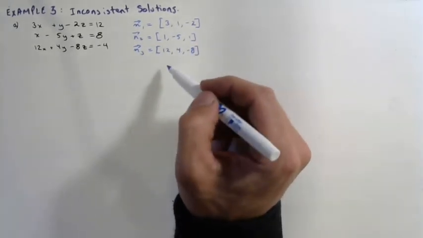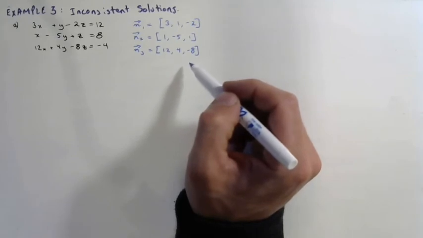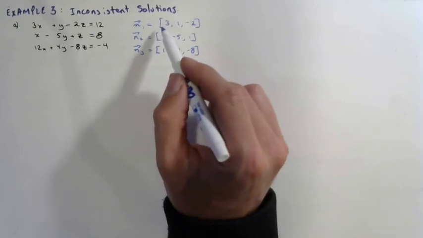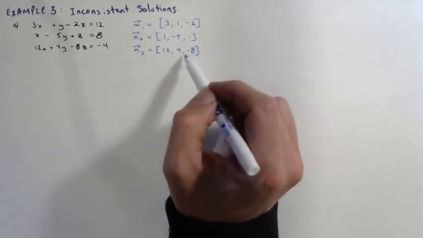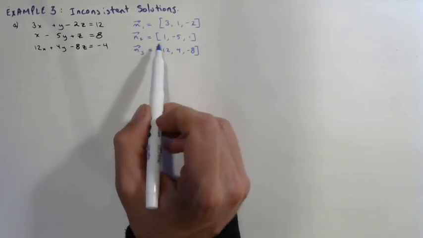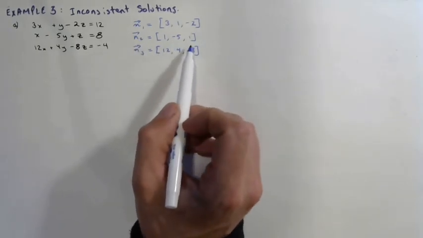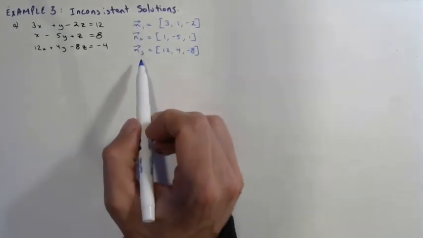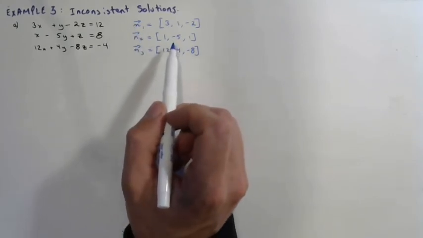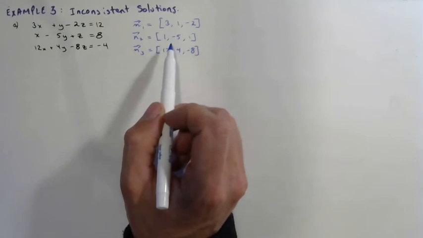And a quick look at those tells me I see some connection here. N1 and N3 are parallel to one another, but N2 is not parallel. So N1 is a scalar multiple of N3, or vice versa, but N2 is not. So that tells me that we have two parallel planes.